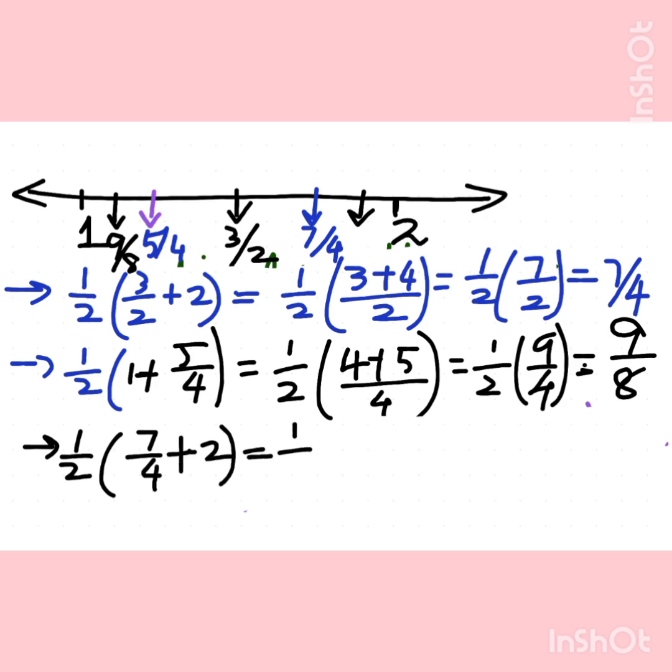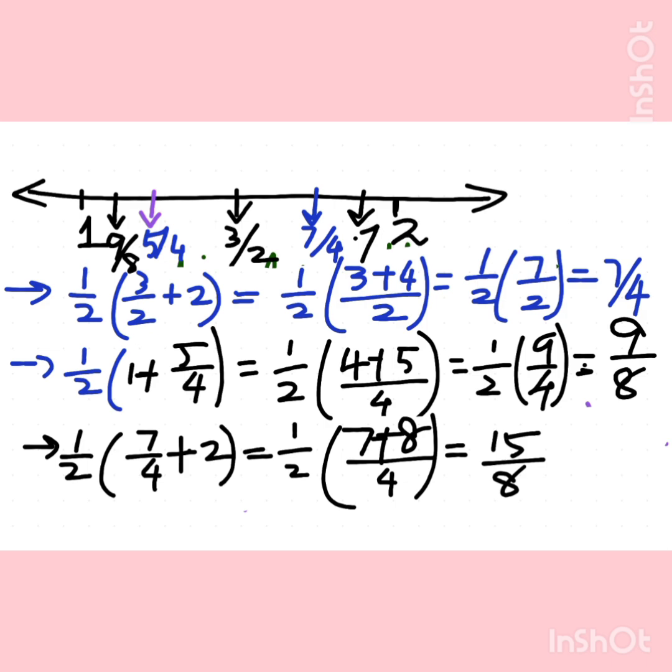Now take the LCM inside. 1 by 2 times, 4 is the LCM. So 7 plus 8 whole divided by 4. That is 15 by 8. Okay, I just multiplied directly. So now we have 15 by 8. So there are 5 rational numbers we got. What are they? 9 by 8, 5 by 4, 3 by 2, 7 by 4 and 15 by 8.